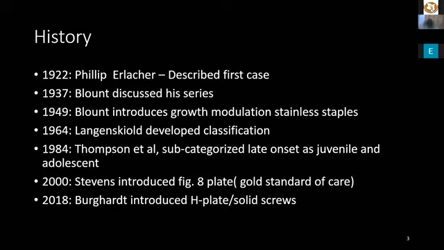First, the history of the disease. It was first described by Philip in 1922, but thereafter Blount discussed some cases in 1937. In 1949, Blount introduced growth modulation with stainless steel staples, where the problem was breakage. Then in 1964, the classification was developed by a large-scale study. And in 1984, Thompson et al.